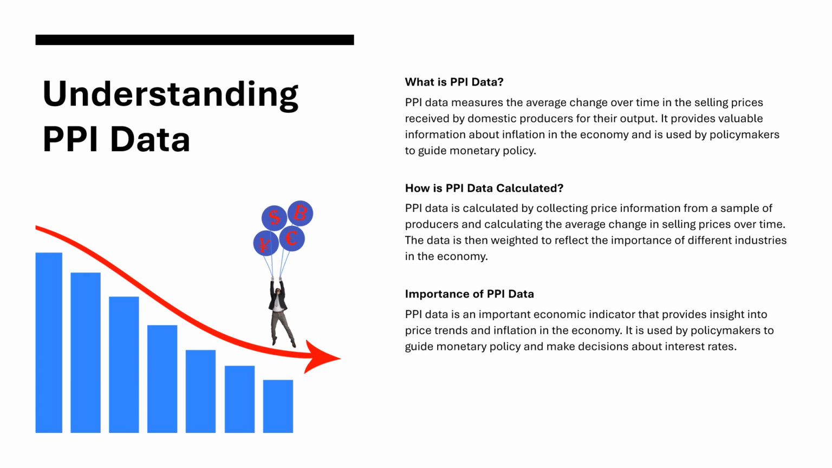How is PPI data calculated? PPI data is calculated by collecting price information from a sample of producers and calculating the average change in selling prices over time. The data is then weighted to reflect the importance of different industries in the economy.